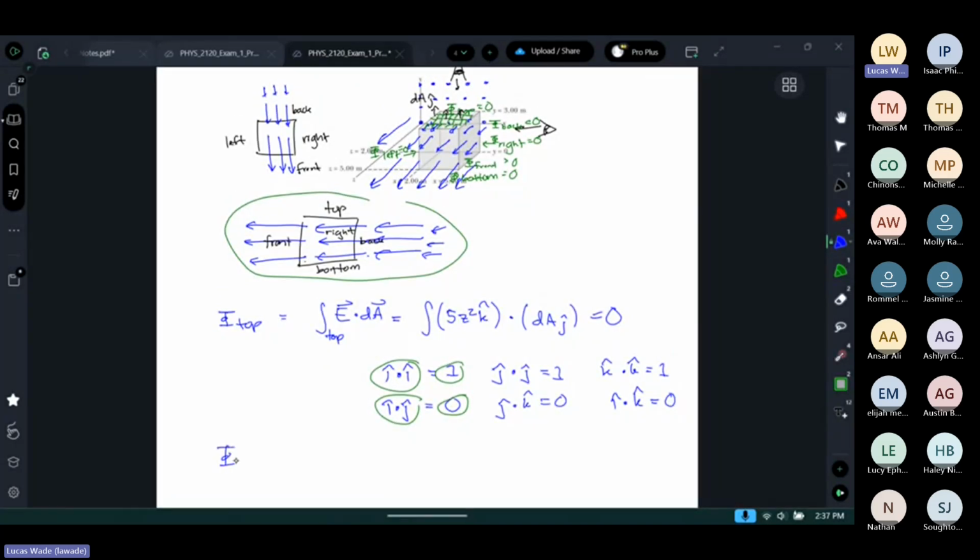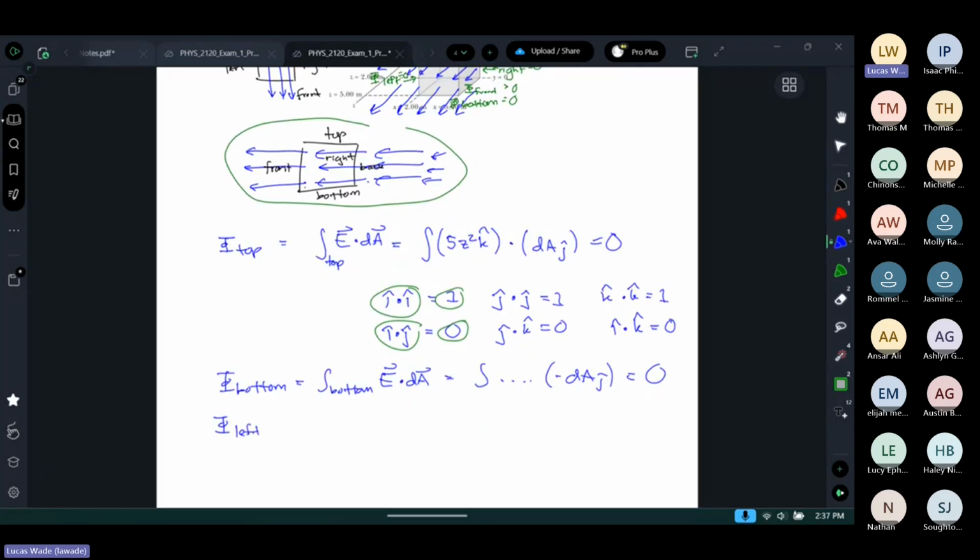For the bottom, what changes? dA would be negative j. Yes, correct. So negative dA j hat. So it'll still be k hat dot j hat, so that's 0.